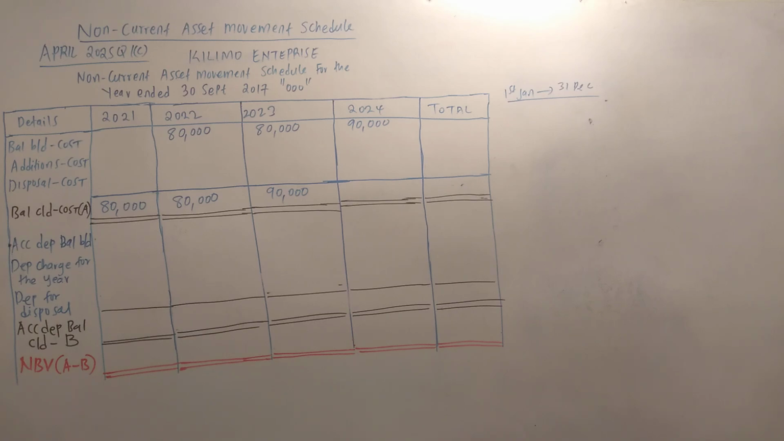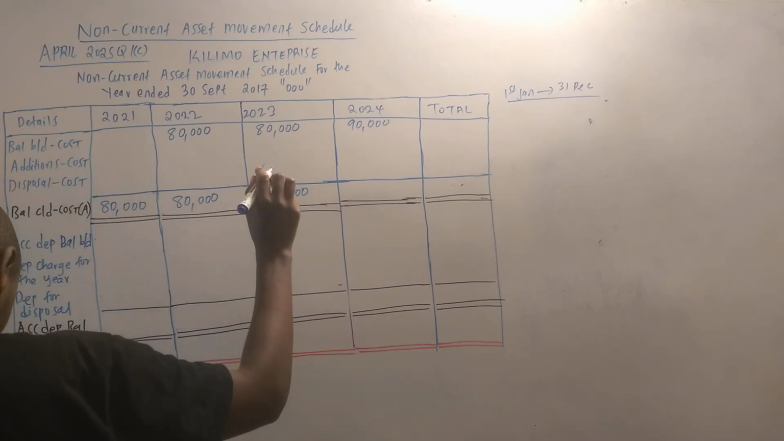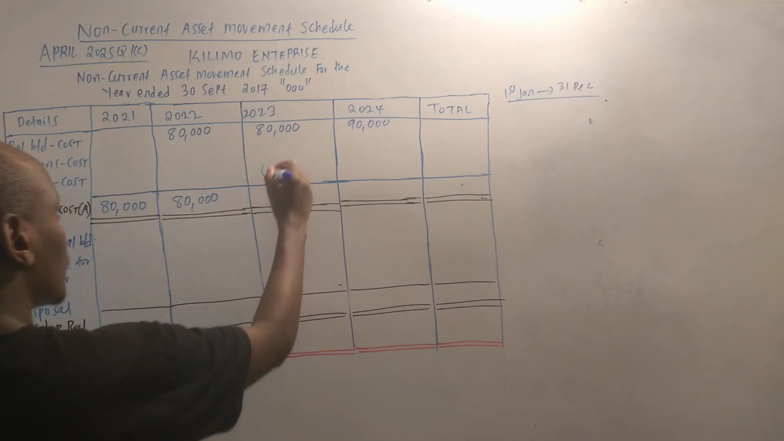Now, the first information is about disposal. Let's go to the disposal first. Disposal took place as follows. Plant W, which was acquired at the commencement of the business at a cost of 15,000, was disposed on 1st December 2023. So we use 2023 here, but we put it on cost, which was 15,000.